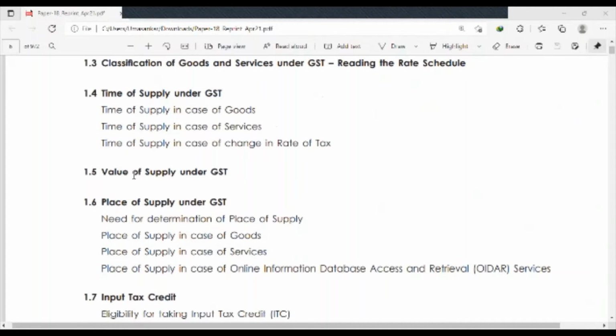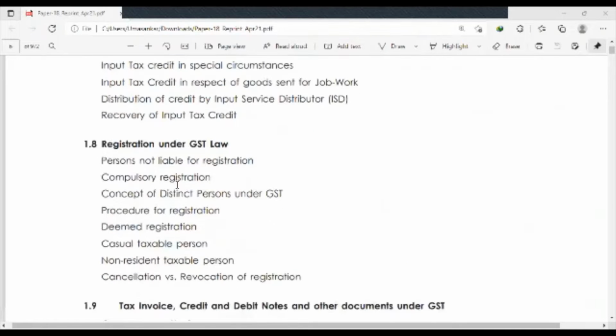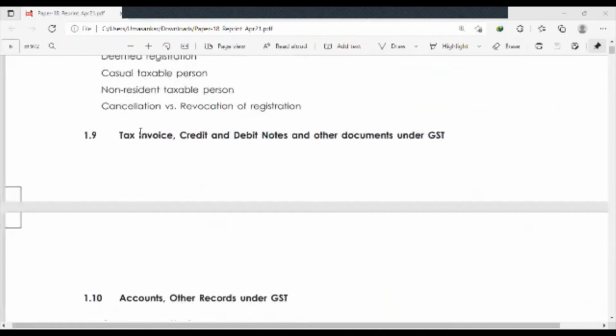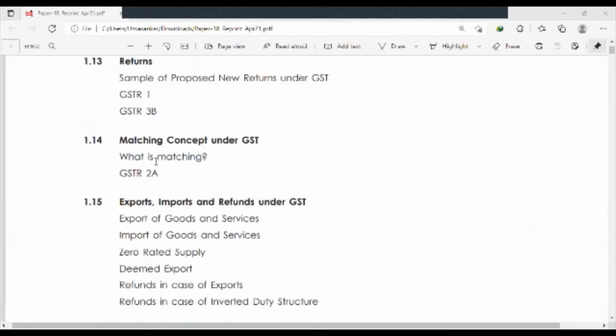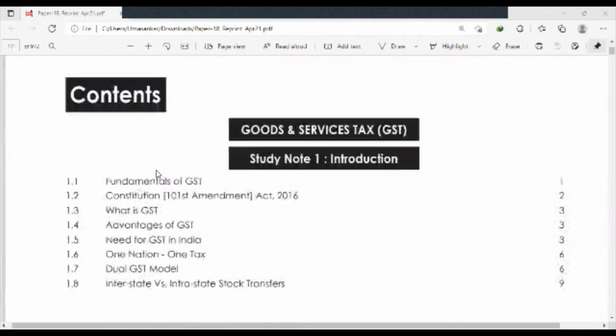Then we'll go to time of supply, value of supply, place of supply, ITC (input tax credit), how the registration process works, what documents are required for registration, what is a tax invoice, credit note, debit notes, and like this we'll proceed. Okay, now we'll go to the first chapter, first study note we can say.